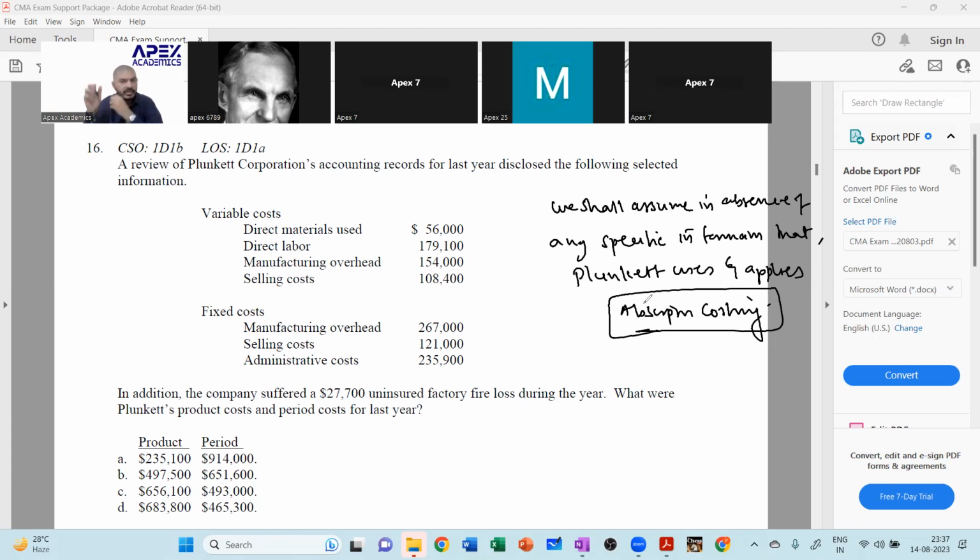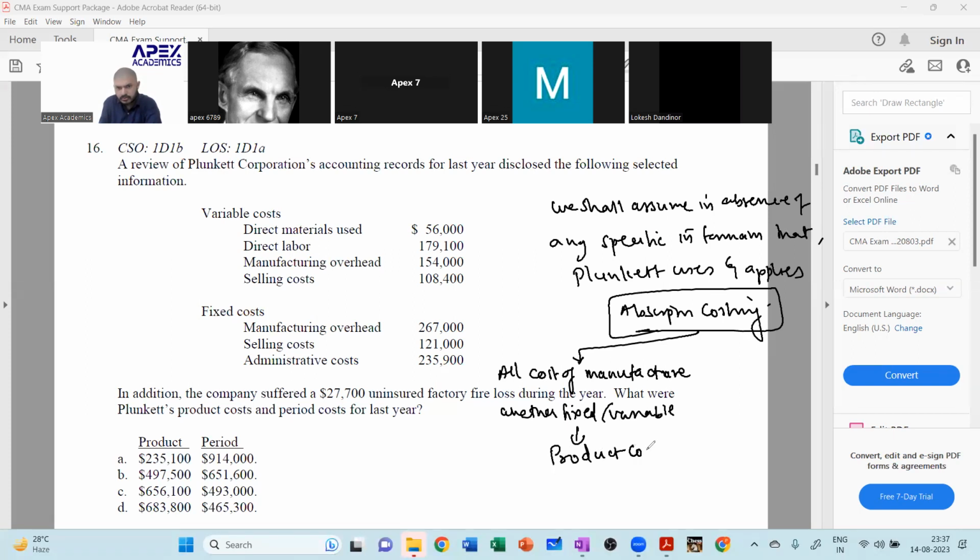So now under absorption costing, all costs of manufacture, whether fixed or variable, are product costs, and all non-manufacturing costs are period costs. Now you need to understand.